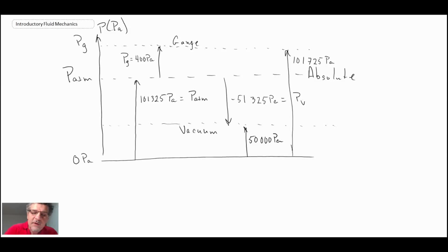So those are different pressures. Don't get confused with them. Whenever you see gauge, it's reference to atmosphere. And whenever you see P_v, that will be reference to atmosphere as well, but it'll be below it. And if you see P atmosphere, that usually is 101,325, or it could be 14.7 psi-A. Sometimes you'll see the A there, and that denotes an absolute pressure as well.